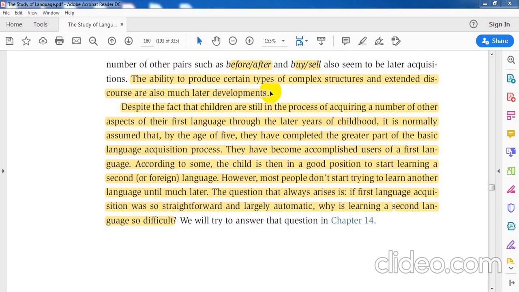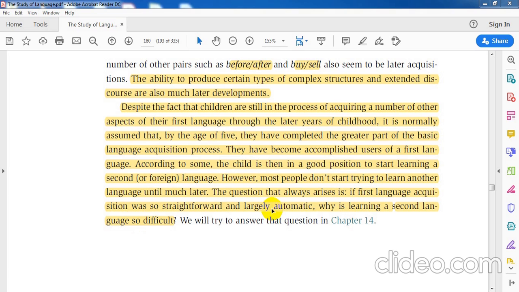Another thing to note in this subsection is the following question. Most people do not start trying to learn another language until much later, but the question says, if first language acquisition was so straightforward and largely automatic, why is learning a second language so difficult? Now let's stop here and see what is included in the question. The question is in two parts, and the first part is the one mostly related to us.